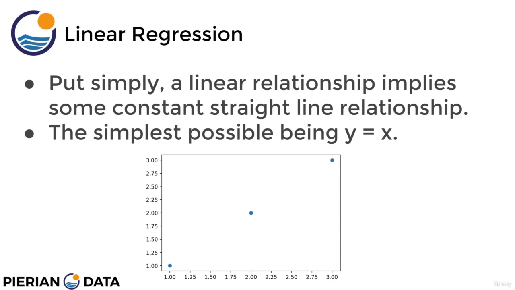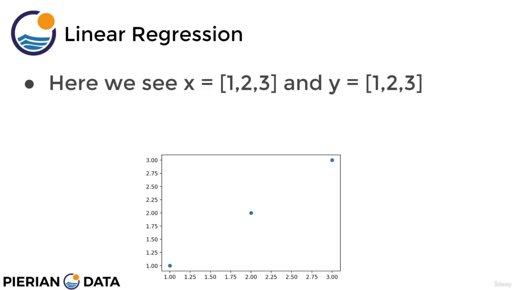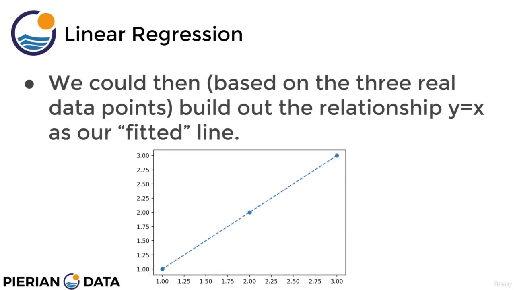Put simply, a linear relationship implies some constant straight line relationship. The absolute simplest possible would be something like y is equal to x. So here, I can see the dots pointing out observations where y is equal to x. So x is 1, 2, 3, and the corresponding y values are then also 1, 2, 3. We could then, based on those 3 real data points, build out some sort of theoretical relationship like y is equal to x. Technically, I don't actually know if this is the true relationship between these 3 points, but I can see that it essentially has a perfect fit.